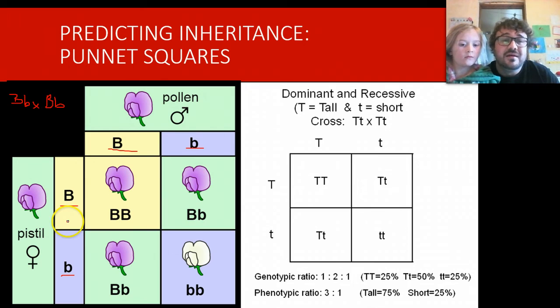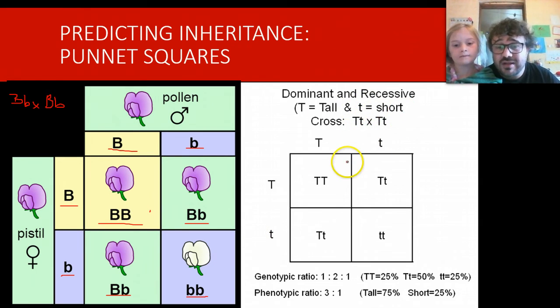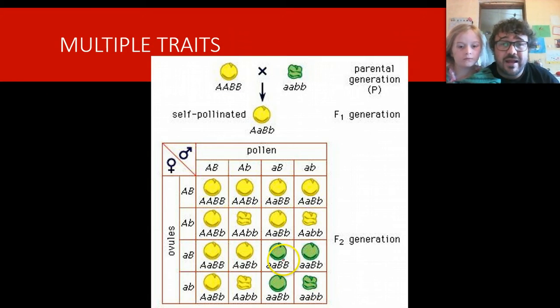So we're predicting the likelihood, the chances of certain offspring. Okay, so you've got a 1 in 4 chance of getting a homozygous purple. You have a 2 in 4 chance, or a 1 in 2 chance, of getting a heterozygous purple. And you've got a 1 in 4 chance of getting a homozygous white. Over here, if we're going tall and short, it's the same thing. So the genotypic ratios are 1 to 2 to 1, and the phenotype, so the physical expression, is 3 to 1.